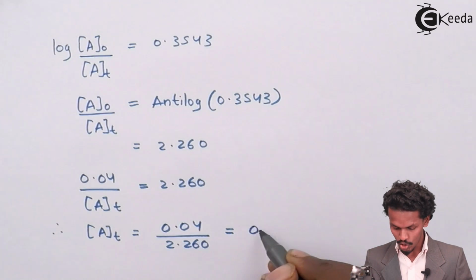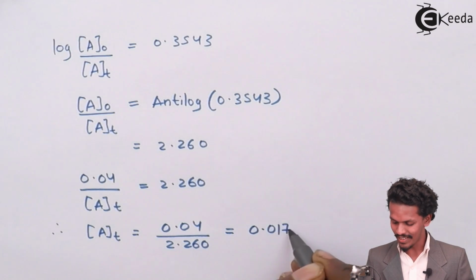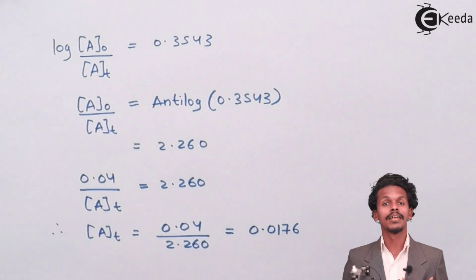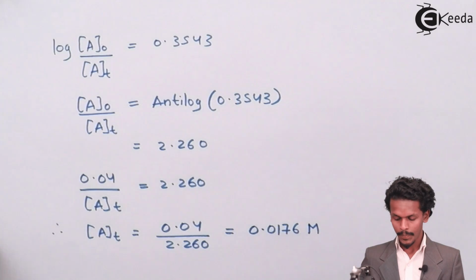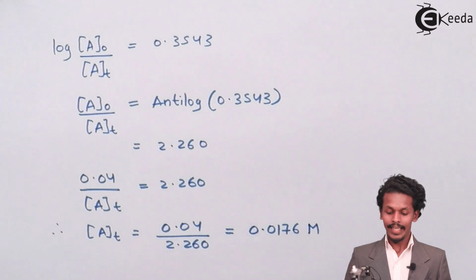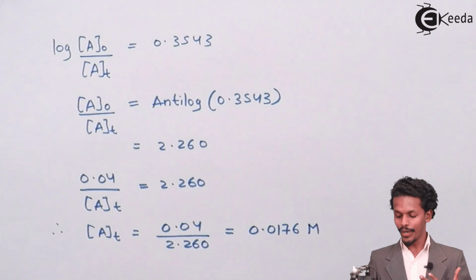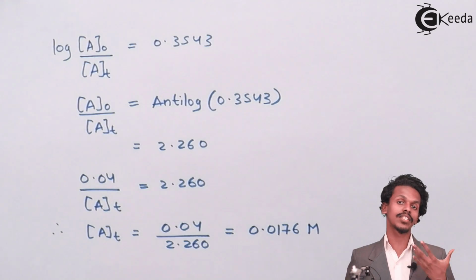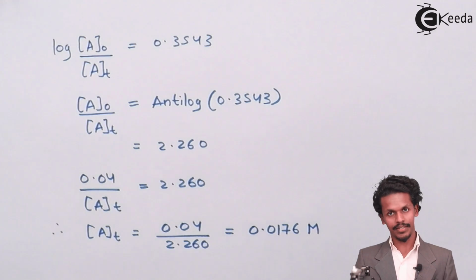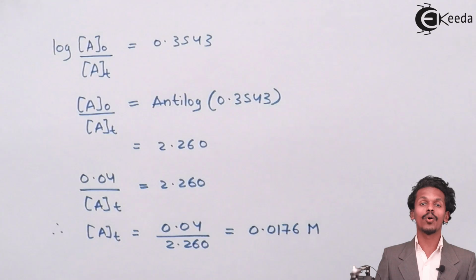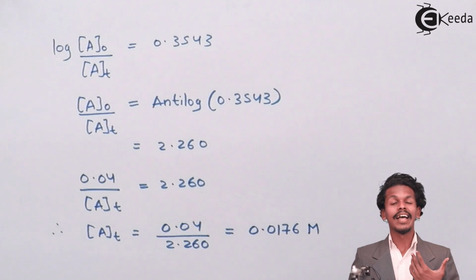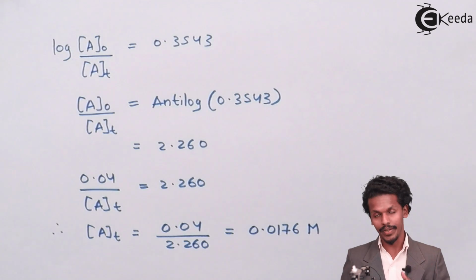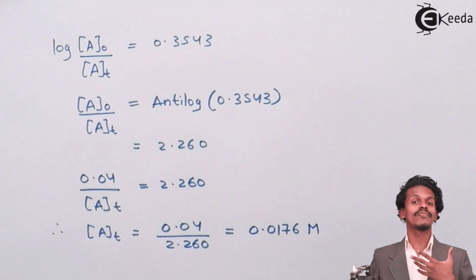It is 0.0176 molar. So the value of At is 0.0176 molar after 20 minutes. So this is the answer that we have got for the reactant after 20 minutes.